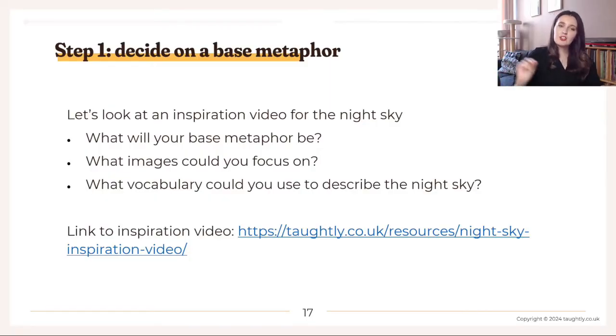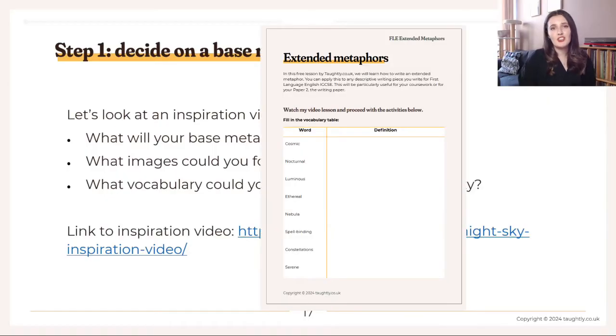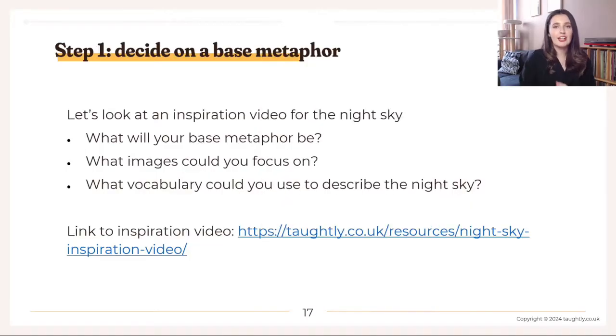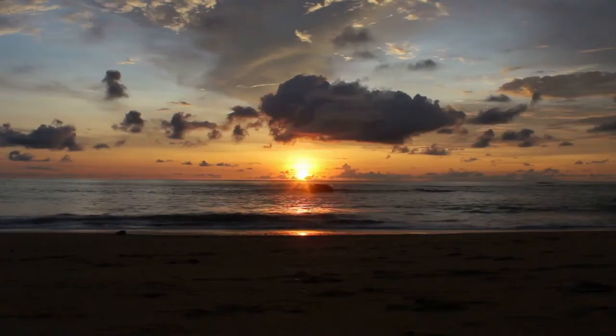What different images could you focus on? For example, will you focus on the stars, the clouds, the planets, a meteoroid? What are you going to focus on? And what vocabulary could you use to describe the night sky? There is a space for you to do this on your worksheets, and I'll also put a link to the video below in case you want to watch it again separate from this video. Okay? So let's watch the video, try to answer these three questions.